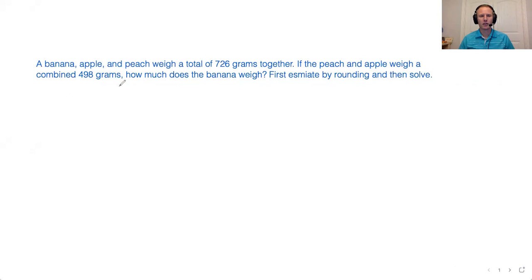So in this case, I have a banana, an apple, and a peach weigh a total of 726 grams together. So when they're all put on the same scale, that's how much they weigh. If the peach and the apple weigh a combined 948 grams, how much does the banana weigh? First, estimate by rounding, then solve.